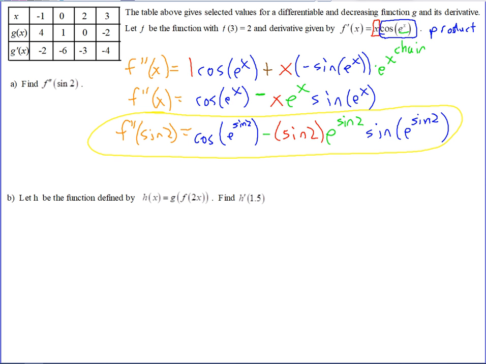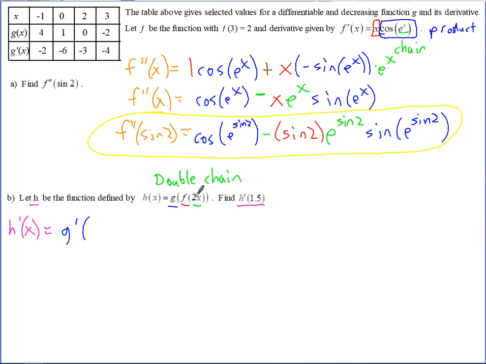All right, let's look at this next one. Now it gives us another function h, and h is defined by g of f of 2x, find h prime of 1.5. So to find h prime, the first derivative, notice here, we've got g on the outside, f inside that, and 2x inside that. So this is a chain rule problem and actually a double chain rule, because there's two functions. Remember, you start on the outside and work your way in. So start on the outside, the derivative of g, we don't know what the function is, we would just write as g prime.